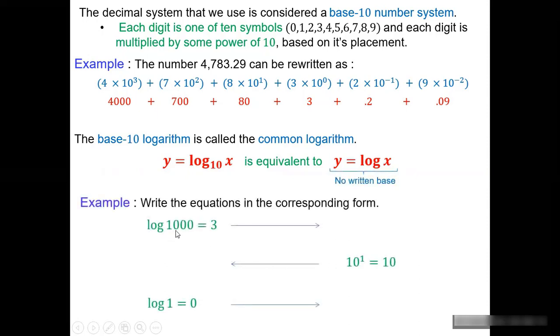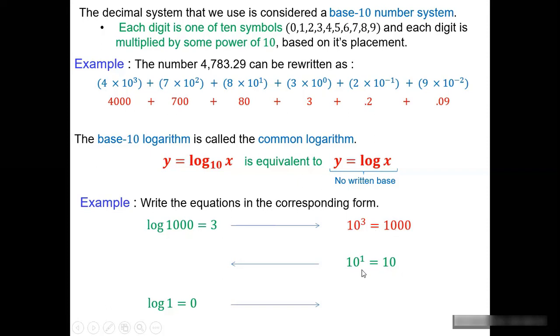So if I have log 1000 equals 3, I have to recognize that logarithms can be turned into exponentials. So I need the base, but I have to remember that the base is 10. So I could say that 10 is the base, logarithms are exponents, so 3 is the exponent on 10. So I could rewrite this as 10 to the third power equals 1000, which is equivalent to log 1000 equals 3.